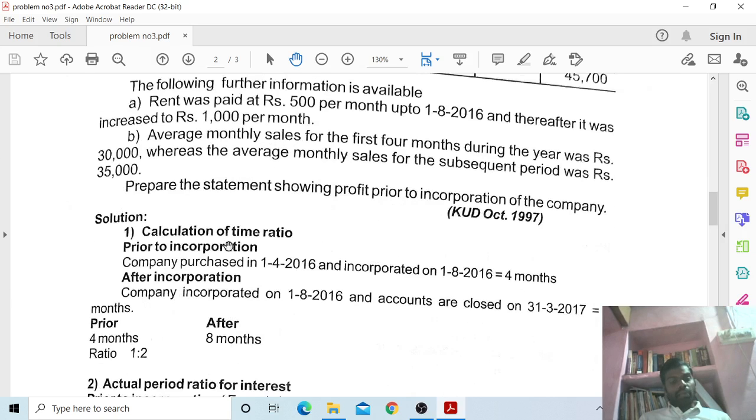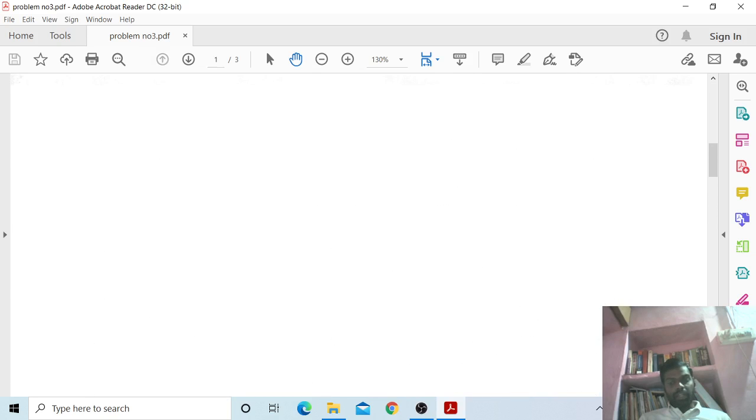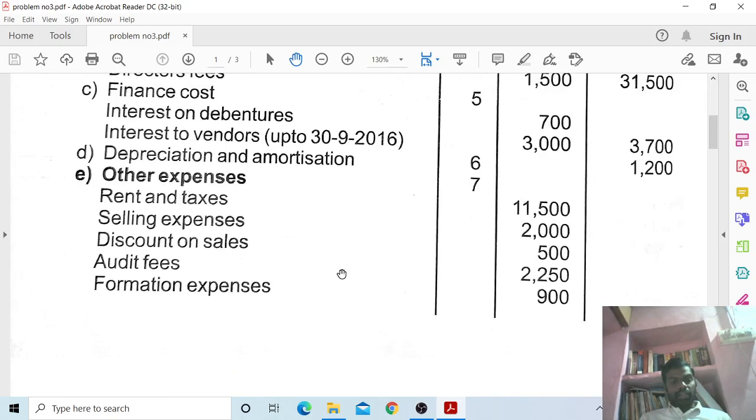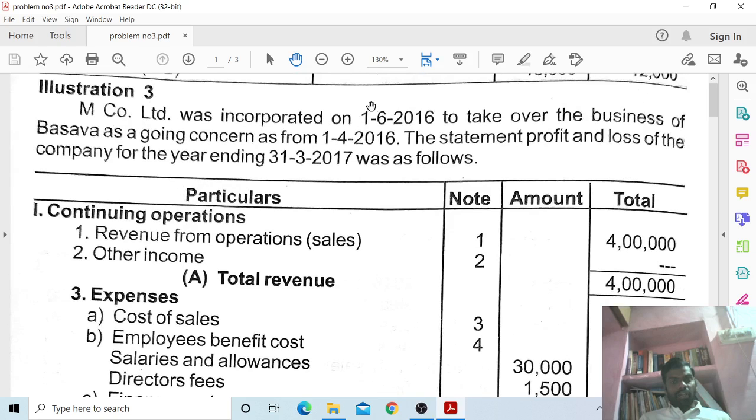Now, the solution. Calculation of time ratio, prior to incorporation period. The company was purchased on 1/4/2016 and the incorporated date is 1/8/2016. A small correction here: the date is changed from 1/6 to 1/8/2016. Students, please correct this date.